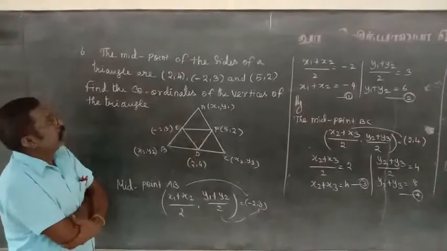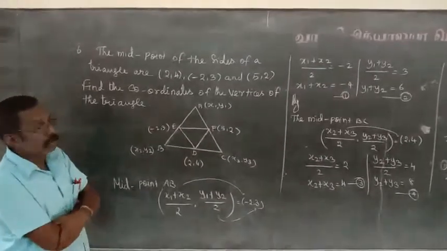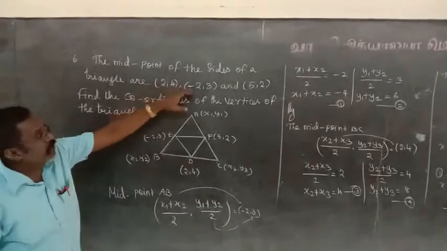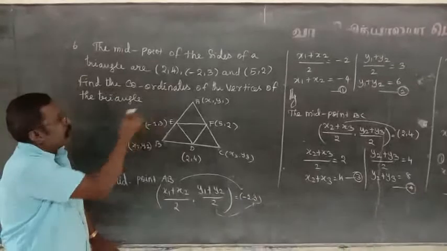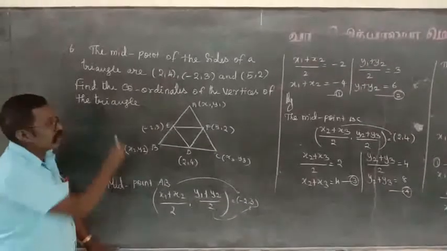The midpoints of the sides of a triangle are (2, 4), (-2, 3) and (5, 2). Find the coordinates of the vertices of the triangle. This one is the question.